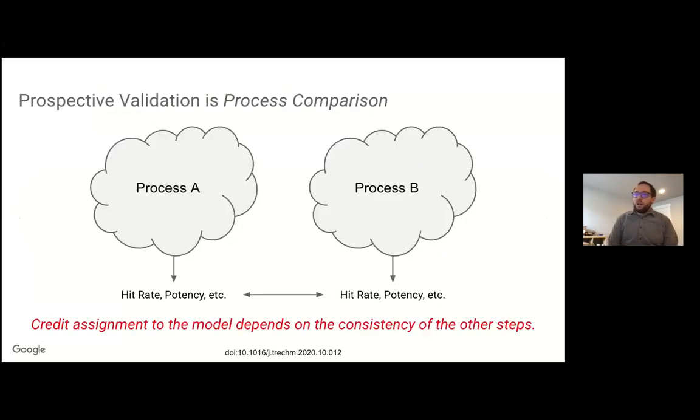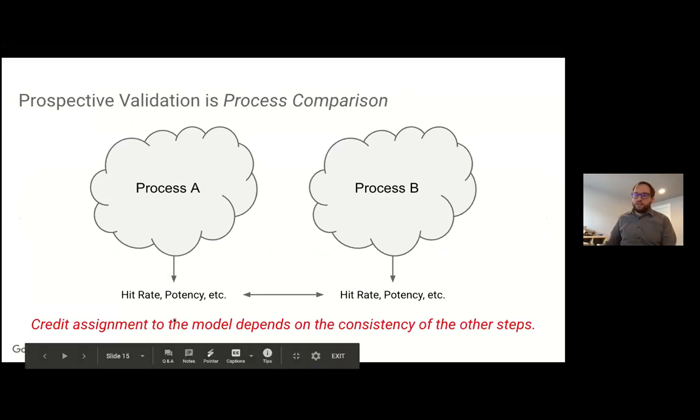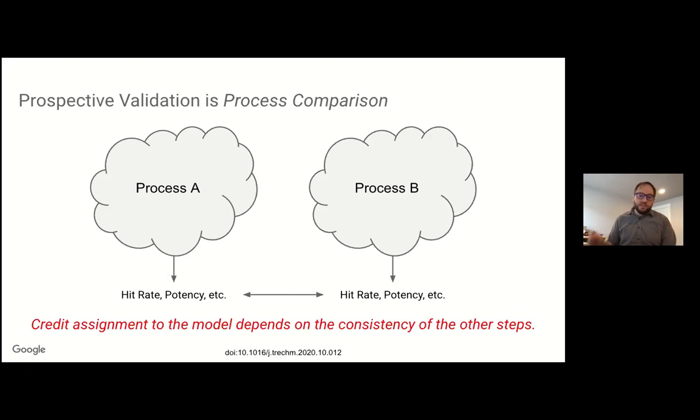So I think another way to say this is that prospective validation of a model is actually a comparison of a full data generation process with another process. There's some process that generates molecules with labels, like I showed you at the beginning, and some other process, and we want to compare them. The only levers we have to compare are the metrics we compute from the compounds that were selected, things like hit rates and potency, and these might be on totally different sets of molecules. But if we want to say that the difference in performance is due to a model, we have to make sure that we control for all of the other parts of the data generation process.